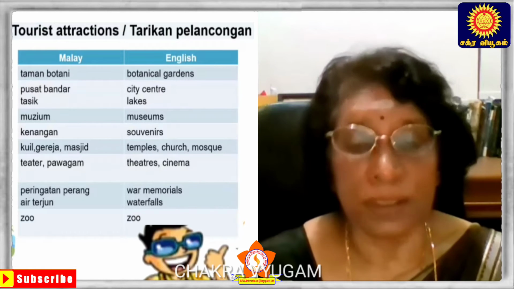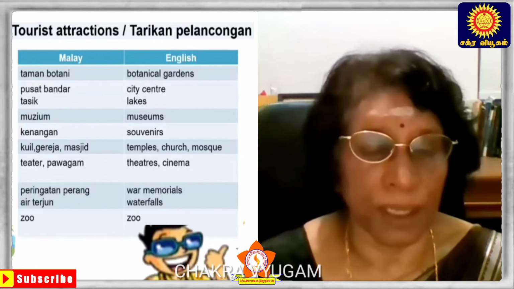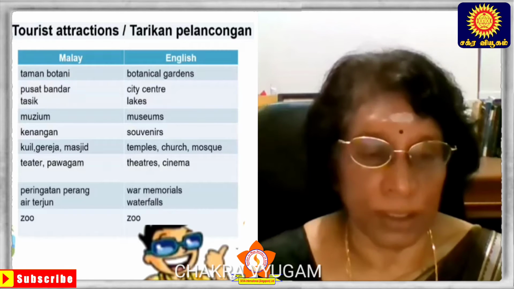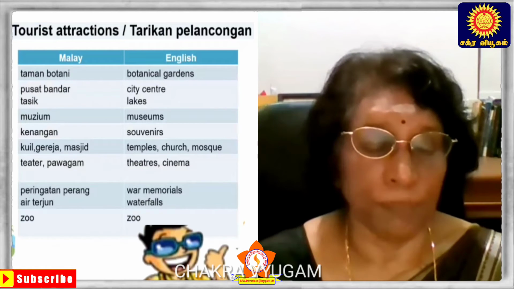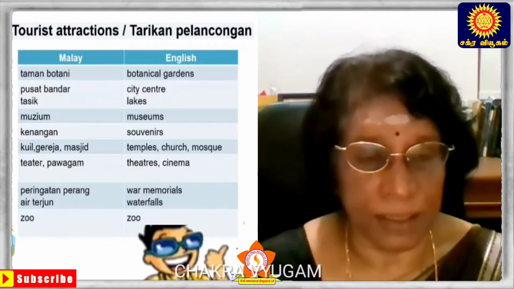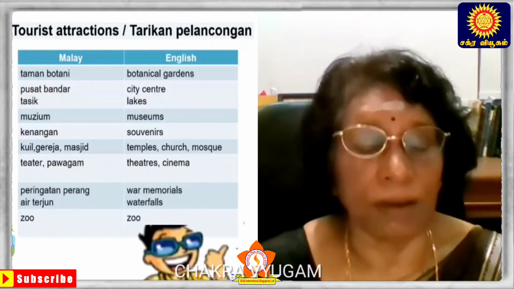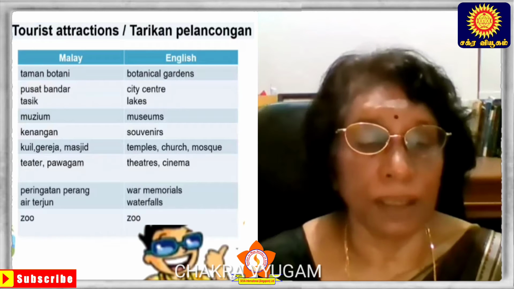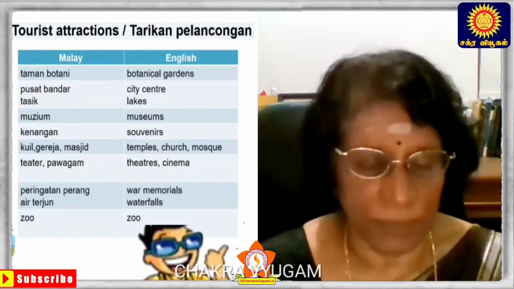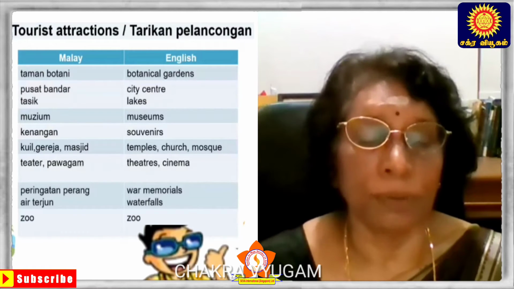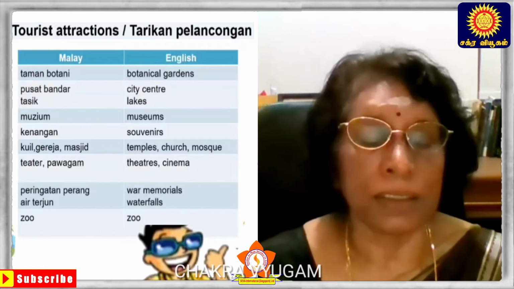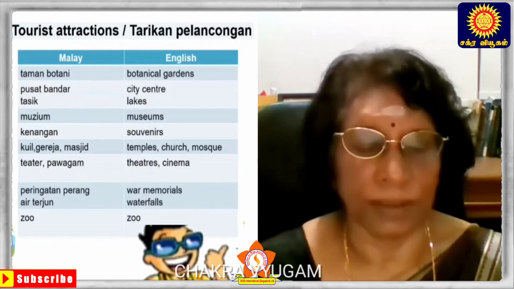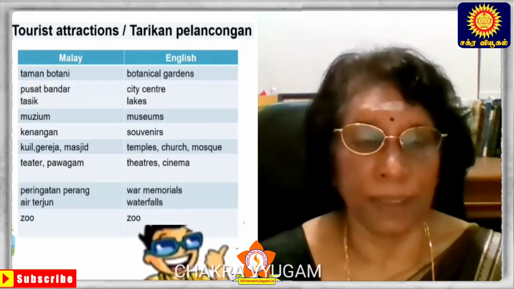Now, zoo is zoo now, because people are getting very used to the word. But if you want to look it up, you might find it as Kebun Binatang, or animal. Binatang is animal, farm, right? Park or garden. So Kebun Binatang is zoo. All right. Thank you. Next slide, please.